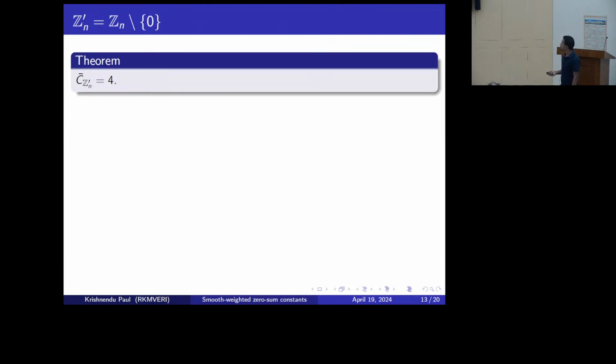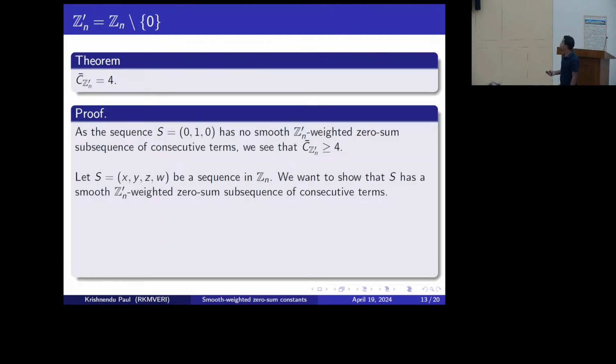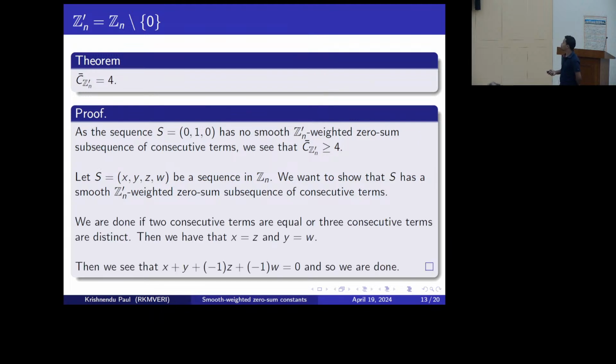Next, for the consecutive one, the sequence 0 1 0 has no smooth weighted subsequence of consecutive terms, and for the upper bound, let x, y, z, w be a sequence of length 4. So if there are two consecutive equal terms, then we are done. If there are three consecutive distinct terms, then also we are done.